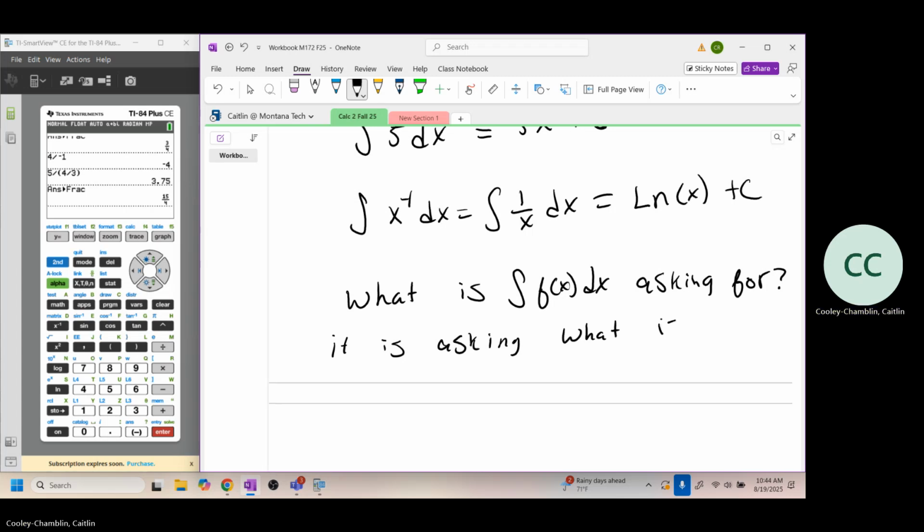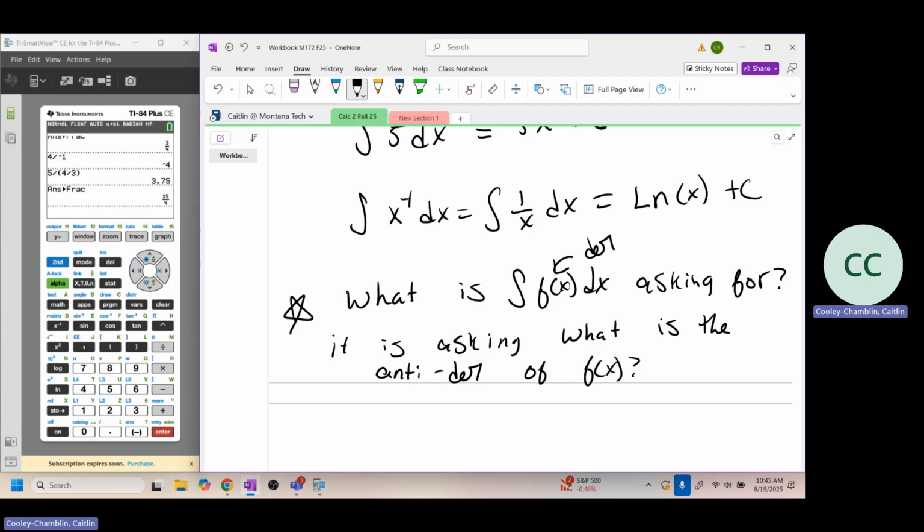So it is asking, what is the antiderivative of f of x? So if it's something you can't solve off the top of your head, you need to ask yourself, do I know this as an antiderivative? Do I know this as a derivative? So this piece is a derivative, and that integral tells me you're asking for the antiderivative. Okay, so test question, you'll see it soon.